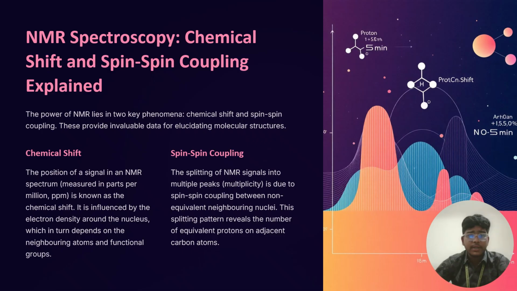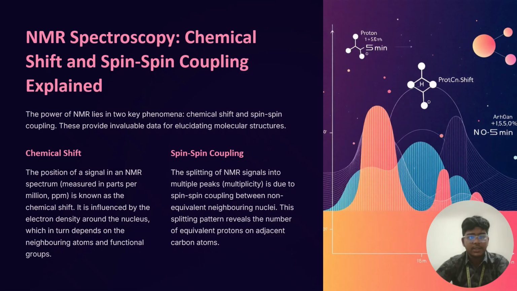NMR spectroscopy: chemical shift and spin-spin coupling explained. The power of NMR lies in two phenomena, chemical shift and spin-spin coupling. These provide invaluable data for elucidating molecular structures. One is chemical shift and another one is spin-spin coupling. Now we will discuss chemical shift.